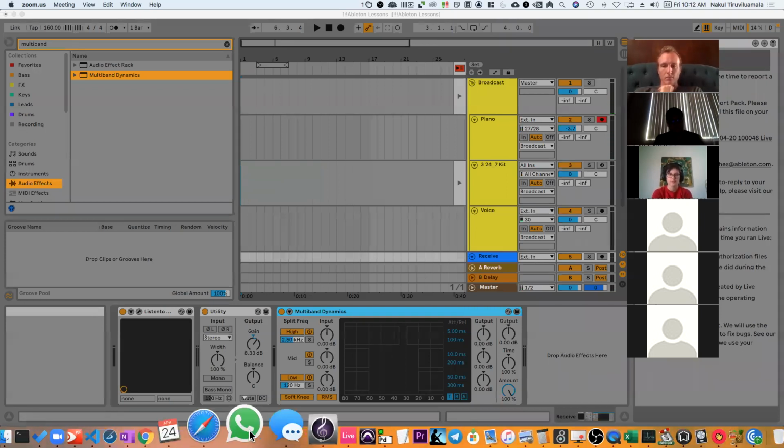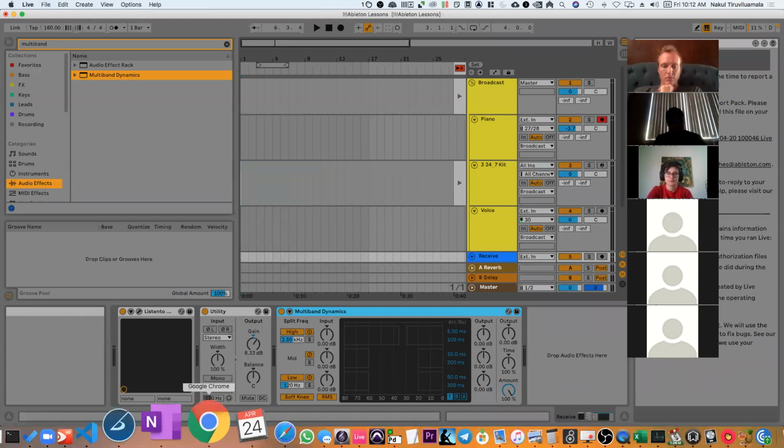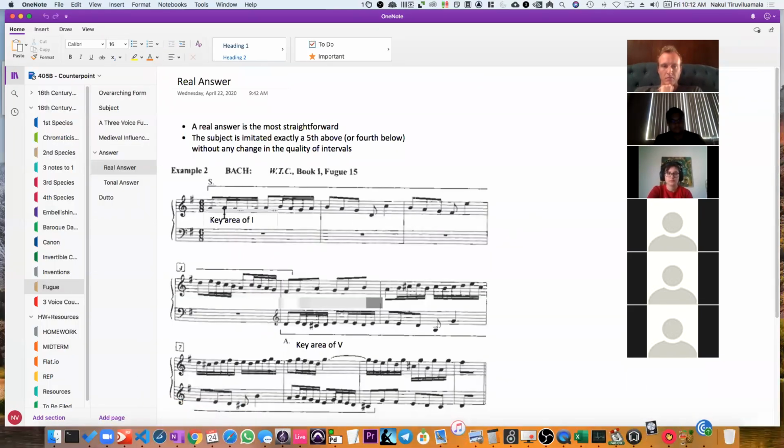Cool. So this is interesting: the distinction between a real answer and a tonal answer. I want you to notice something. We're in the key of G major. Does the dominant note, meaning the note D, appear early on in the subject? It doesn't, right? So this is a very critical thing. And obviously it doesn't start on the dominant note, because that would contradict what I just said. This is really important. When you have a subject like this, it's a candidate for a real answer.